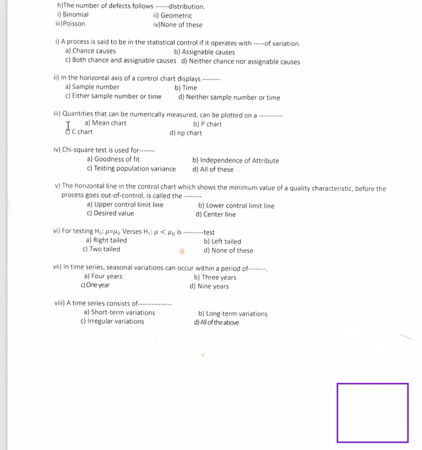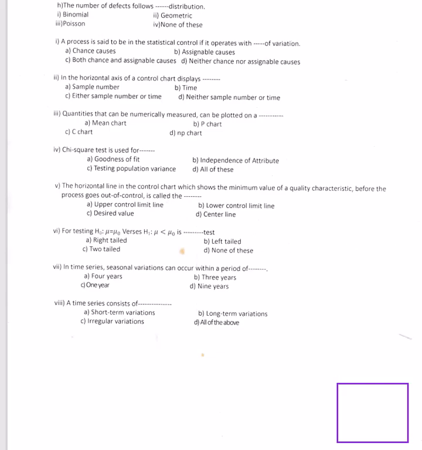The next question: quantities that can be numerically measured can be plotted on a mean chart, P chart, C chart, or NP chart. Quantities that can be numerically measured can be plotted on a mean chart, so A is the correct answer. Chi-square test is used for goodness of fit, independence of attributes. The same question is there, so the answer is all of these.